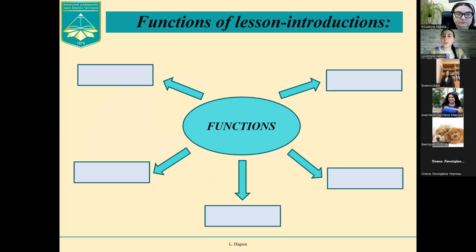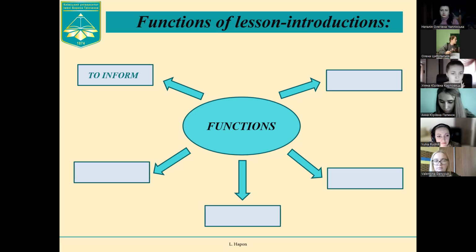Let's move on to the functions of lesson introductions. As for me, there are 5 basic functions. I suppose there are more, but the 5 that really work are, first, to inform the pupils. Very often, warm-ups can help with some organizing moments, that is your homework checking, or maybe a letter from parents, or you have to inform just how the lesson is going to be built up.